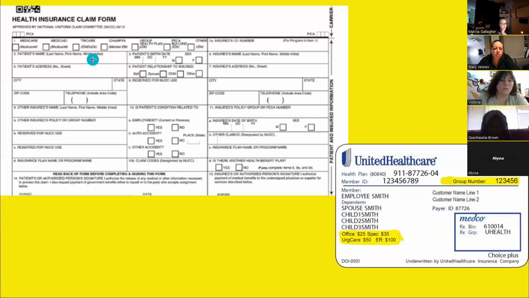Then on line 2, we would do patient's name. Patient's name is employee Smith. Patient's address. Other insured's names. And then here's where you're going to put your insured's ID number, which his ID number is 1, 2, 3, 4, 5, 6, 7, 8, 9. Boy, that was original, wasn't it? But all of this information is basically patient information and healthcare information. Who is your insurance?